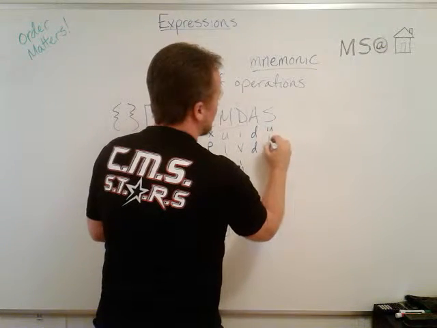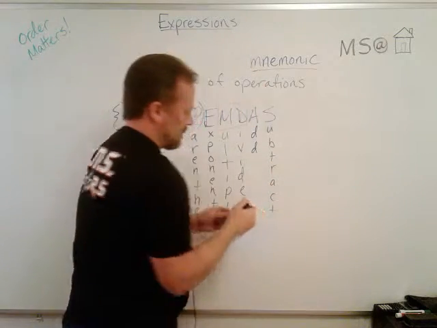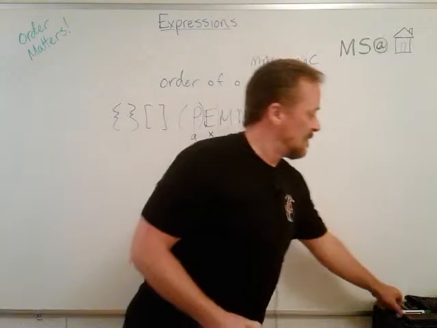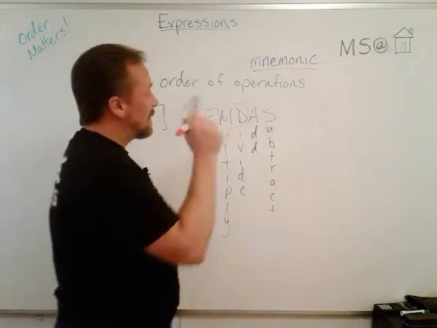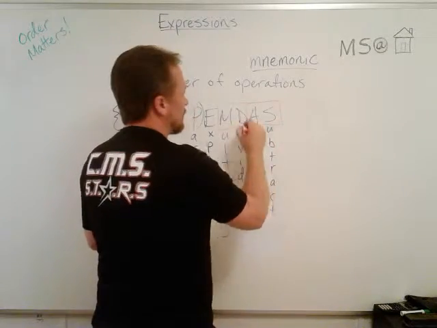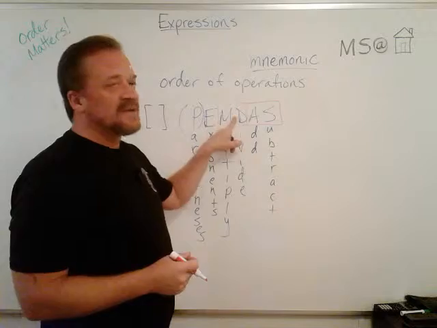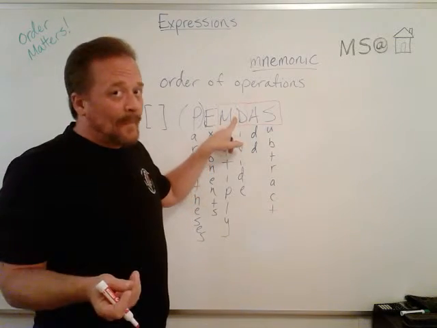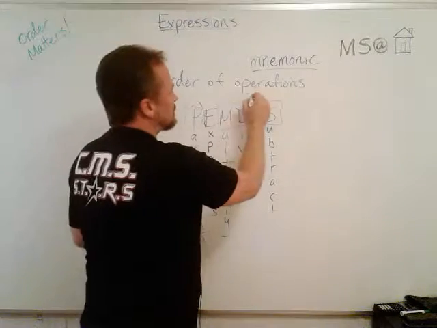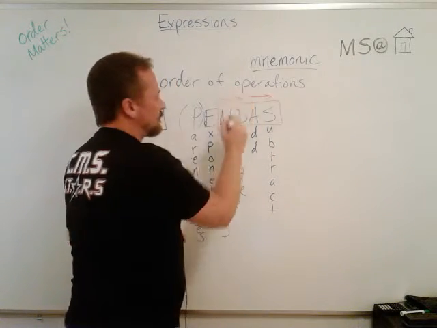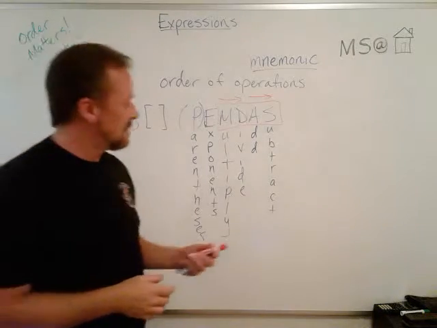The AS at the end, I bet you can guess what that is too. Add and subtract. And the rule is the same. We don't do addition first before we get to subtraction unless addition is first, reading left to right. Okay, so multiplication and division happen at the same time. Read it left to right. Addition and subtraction happen at the same time. Read it left to right, whichever one comes first.